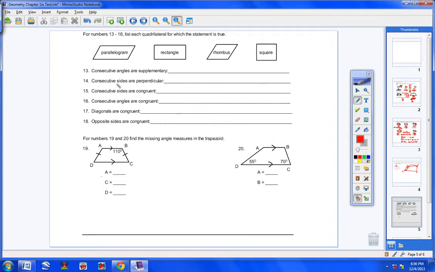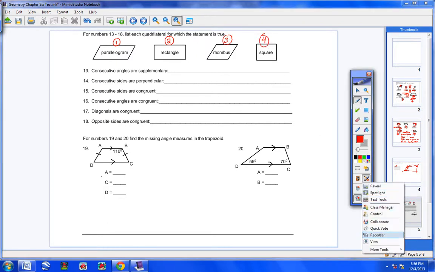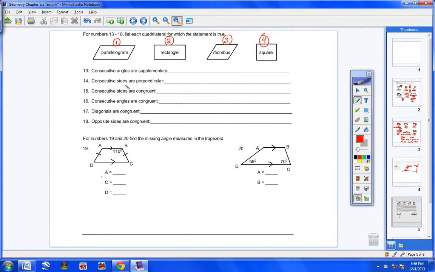Okay, numbers 13, 14, 15, 16, 17, and 18. List each quadrilateral for which the statement is true. Consecutive angles are supplementary. Well, let's put numbers. We'll call this 1. We'll call this 2. We'll call this 3. And we'll call this 4. Now, consecutive angles are supplementary. Well, we know that's true for a parallelogram. That's one of the characteristics of a parallelogram. Consecutive angles are supplementary.